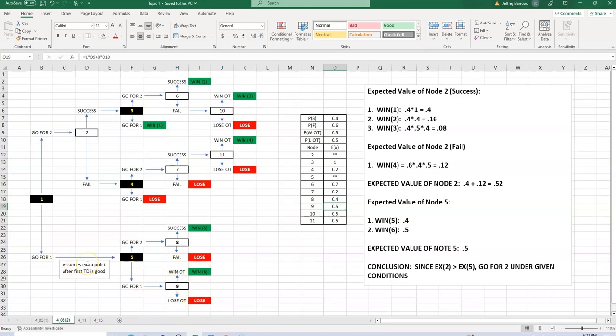If I decide to go for 2, the probability of success is 0.4, right? 0.4 here, and the probability of failure here is 0.6, but it's a 0. So the expected value for node 8, again, is going to be 0.4. And again, that comes from if I convert the 2-point conversion. Remember, I scored 1 point here, and if I score 2 points here, that means I win the game by 1 point. So the expected value of node 8, again, one more time here, is 1 point times the probability of success in overtime plus 0 times the probability of failure in overtime.